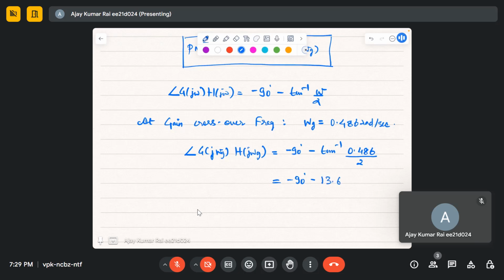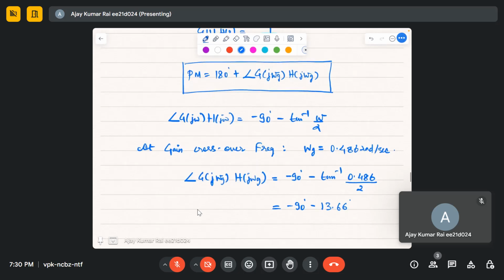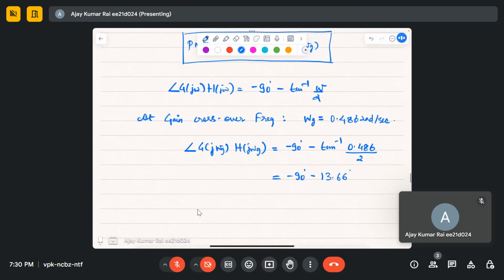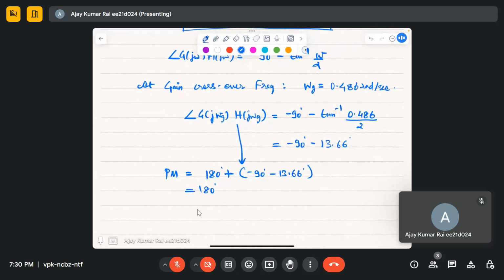So it's 13.65. Okay, 66. Let me write this 66. So this is the phase. So let me find the phase margin. Phase margin is 180 degree plus this, which is minus 90 minus 13.66 degree. Okay. So it will be 180 degree minus 90 minus 13.66.